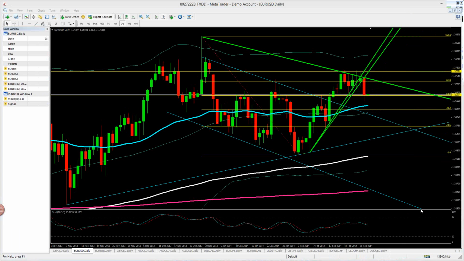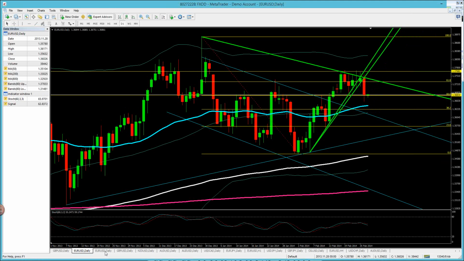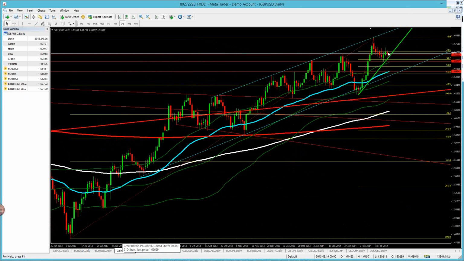So we can actually look to take a buy here on the euro dollar, and that's what we're going to be looking for. Pound dollar, same thing, guys. We had an awesome call. We called a sell here on the pound, and we were looking for price to go to 38.2 in this trend line that we had drawn.